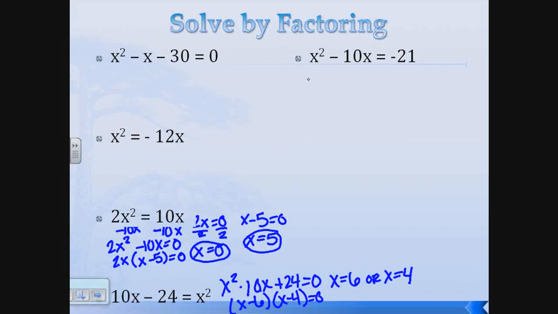So the answers to this one, it would factor as x minus 7 and x minus 3 equals 0. So your answers would be x equals 7 or x equals 3.